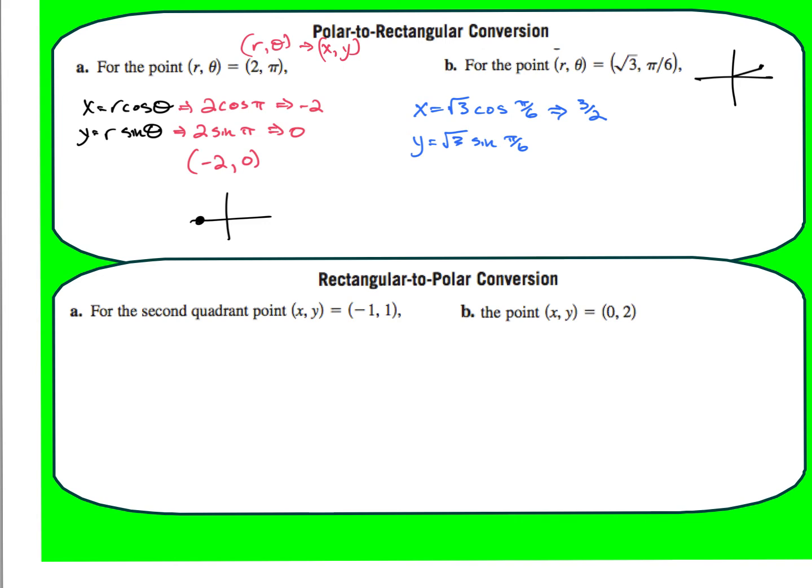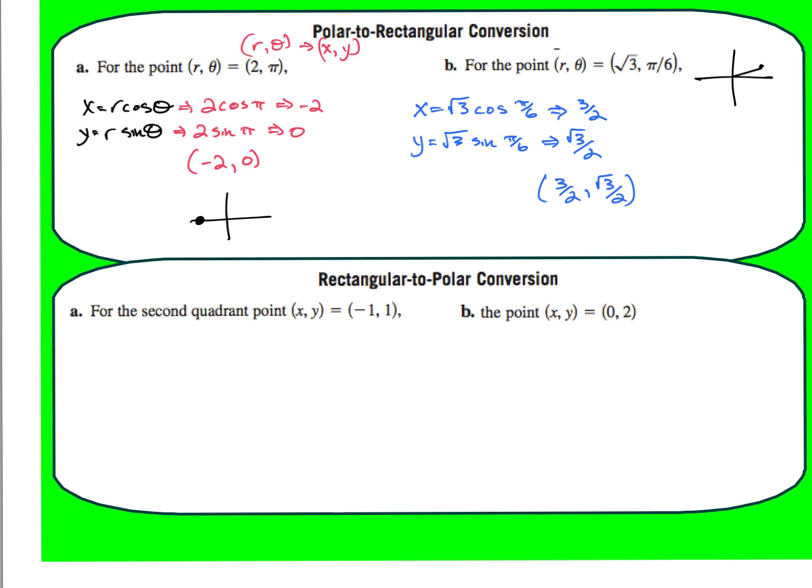And then what's my y value? So what's sine of pi over 6? 1/2. So now I have square root 3 times 1/2, which is square root 3 over 2. All right. So my ordered pair is 3/2, comma, square root 3 over 2. And so that would be my rectangular coordinate.